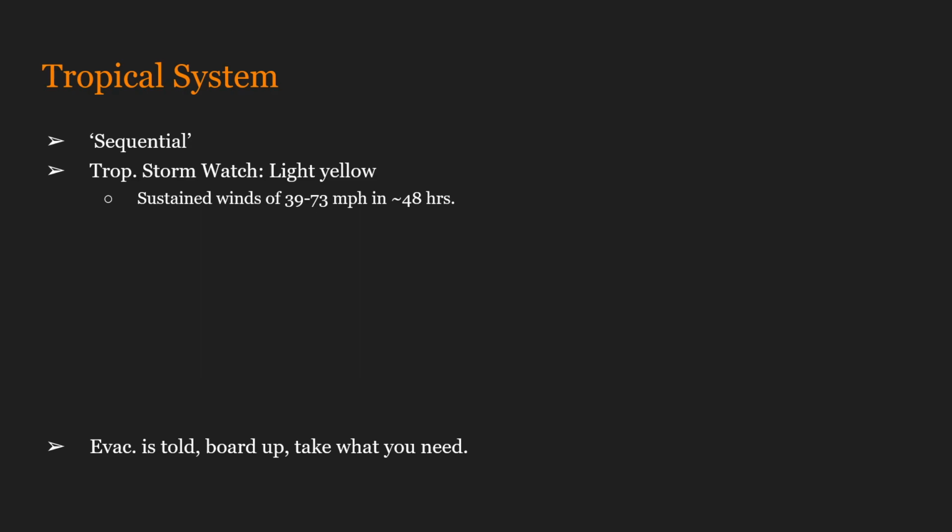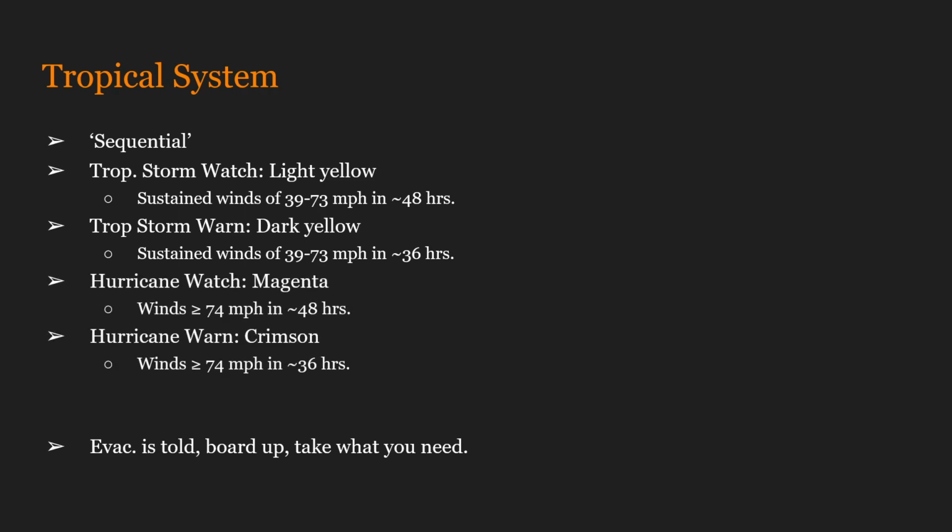So first up we have here is our tropical storm watch. This is officially a light yellow. Tropical storm watches are intended to alert you that there are going to be sustained winds of 39 to 73 miles per hour within 48 hours. The tropical storm warning is a dark yellow and is warning you of the same sustained winds, but expected to happen within 36 hours.